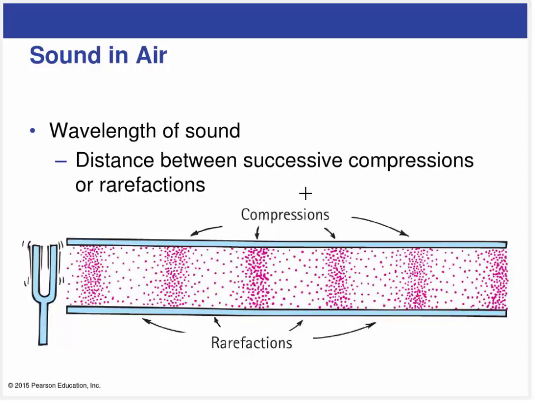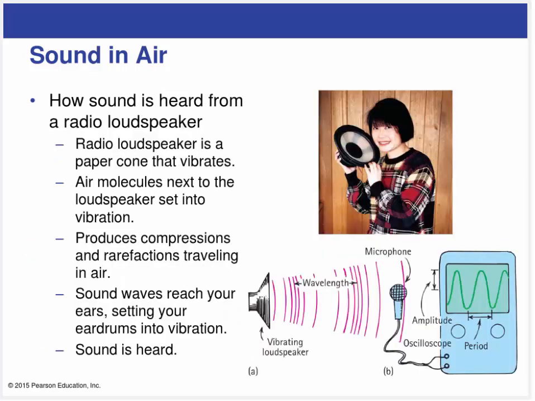Now this is a bit of a throwback to chapter 19, but suppose I had a tuning fork or a speaker or something like that, and it was vibrating back and forth. I'm going to have regions of compression, and I'm going to have regions of rarefaction. I would call this distance right here, the distance between successive compressions, the wavelength. You could also define that to be the distance between rarefactions, so crests to troughs. It doesn't make a difference. Everything that I talked about for wavelength in chapter 19 is going to apply for sound waves.